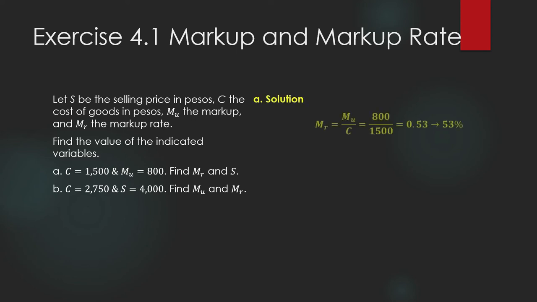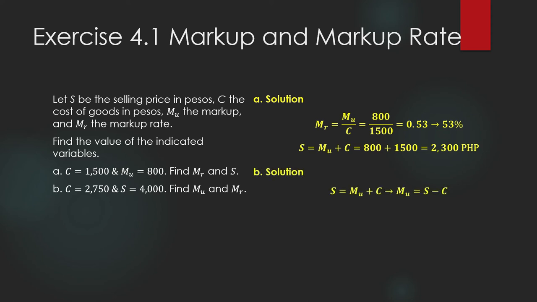Let us solve letter A. We know that the markup rate is equal to the markup over cost. So this is 800 pesos divided by 1,500 pesos. And it is equal to 8/15 or 0.53. In percent, that is 53%. How about the selling price or the retail price? S is equal to the markup plus the cost. That is how we set the retail price. We add the markup to the cost. So it's going to be 800 plus 1,500 pesos, and that is 2,300 pesos.